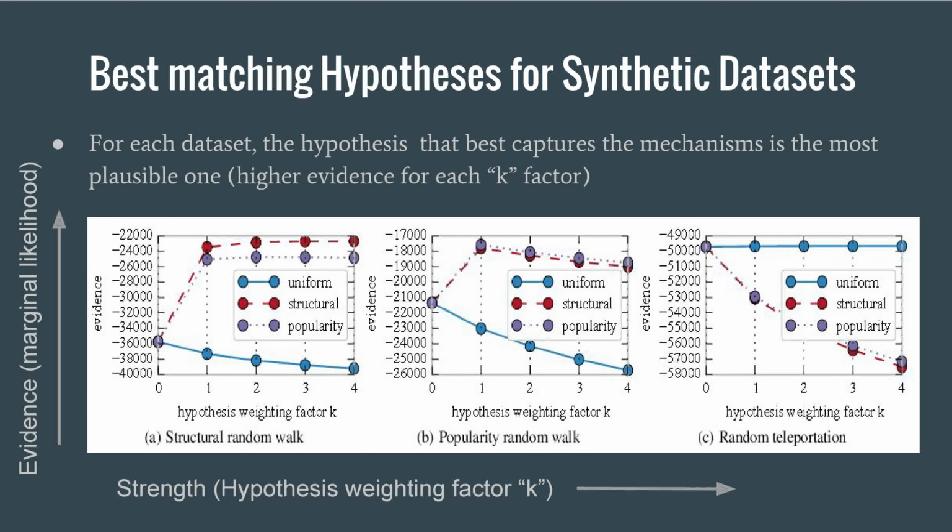So the best pairings are structural with structural hypothesis, because this hypothesis has the information about the structure of the network. Popularity with popularity hypothesis, because this hypothesis captures how the trails have been generated. And finally, random teleportation with the uniform hypothesis, because this hypothesis has the belief that target nodes are likely to come from the current node.